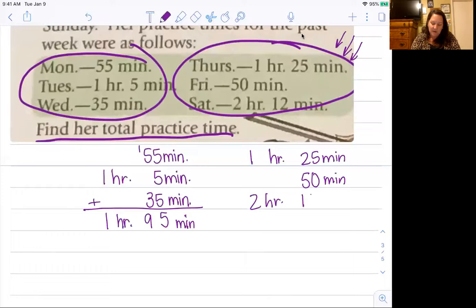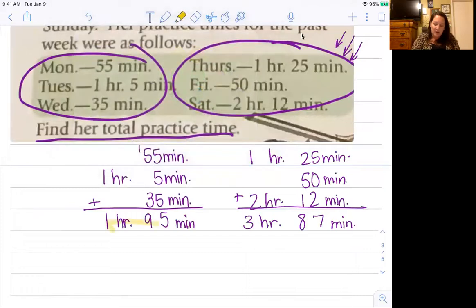Wow, she practices a long time on Saturdays. That's when she has more time. Let's add those up. So 5 plus 2 is 7. 2 plus 5 is 7 plus 1 is 8, so 87 minutes. And 1 plus 2 is 3. 3 hours, 87 minutes.